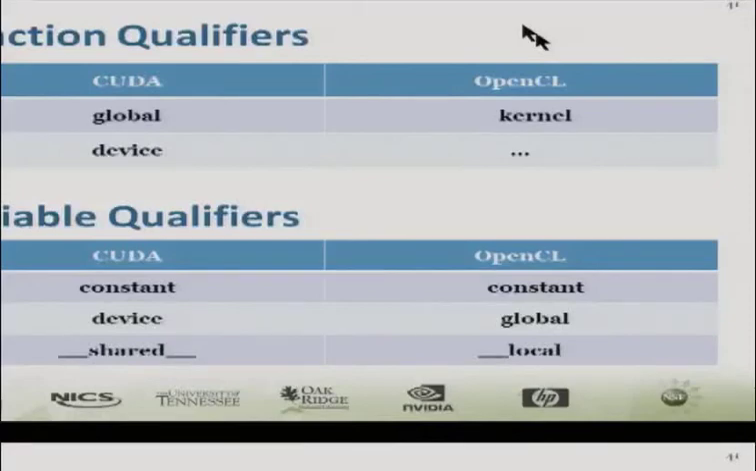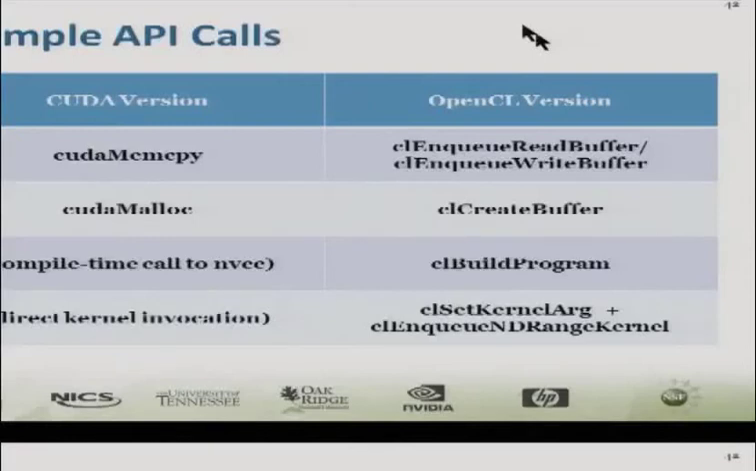And then the variable qualifiers here: you've got what I mentioned earlier, device memory, global memory, shared, local. And then here you have the example API calls and some of the things that you need to do. CUDA memory copy is enqueue read buffer and enqueue write buffer. You still have to allocate memory. So there are a lot of similarities. If you know CUDA reasonably well, in a couple of days you can pick up OpenCL. It's that reasonable. Things like kernel invocations change a little bit, and you have to compile the OpenCL into the executable.